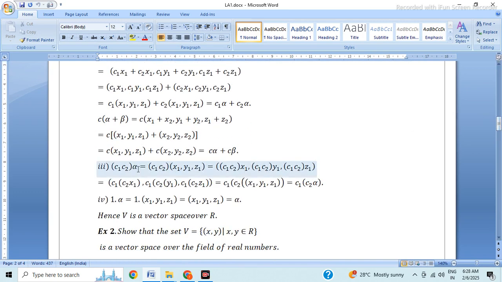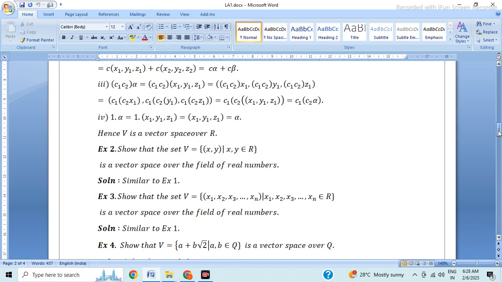After the third condition, C1 C2 into alpha is C1 into C2 alpha. The last condition, the fourth condition, is 1 into alpha is alpha. Then we can say V is a vector space.